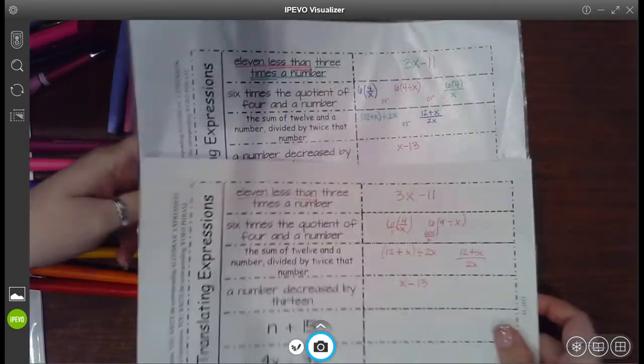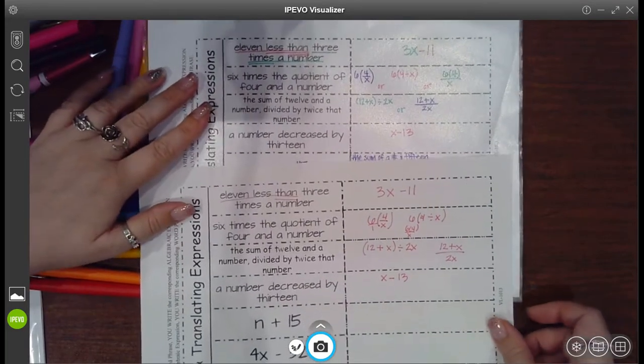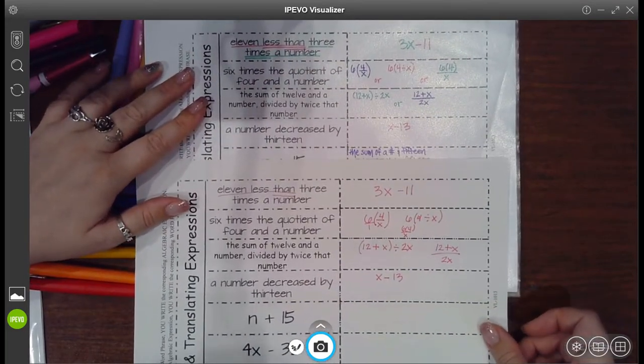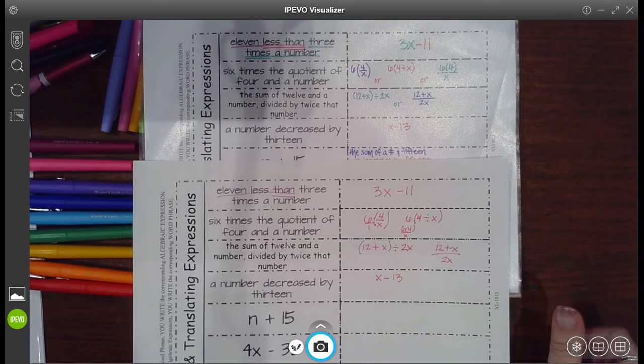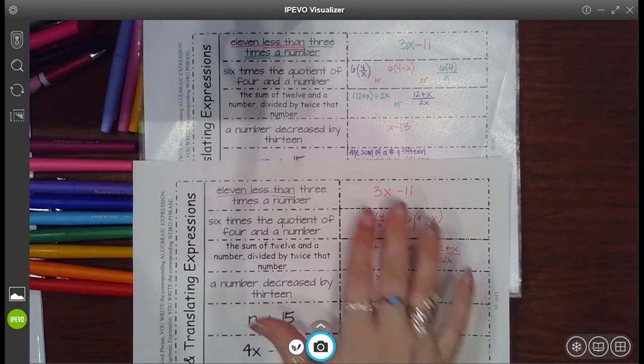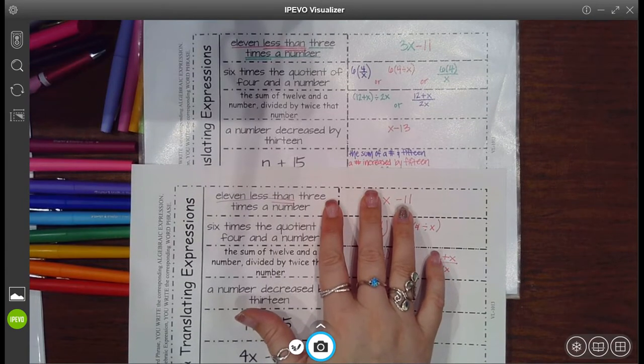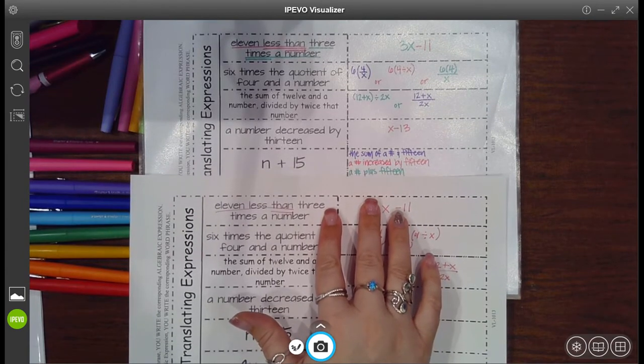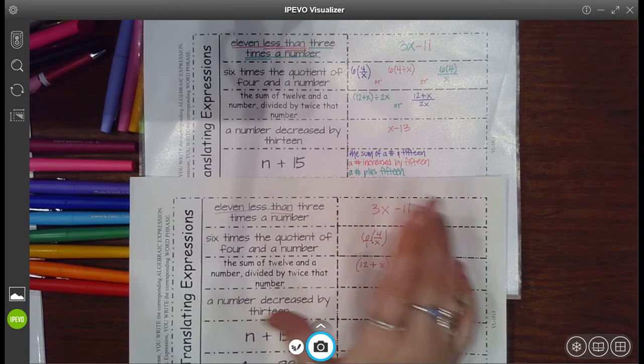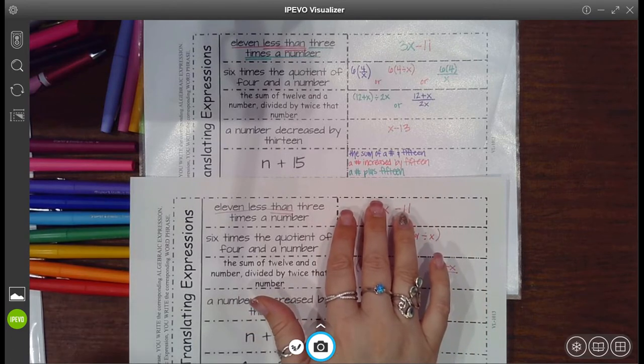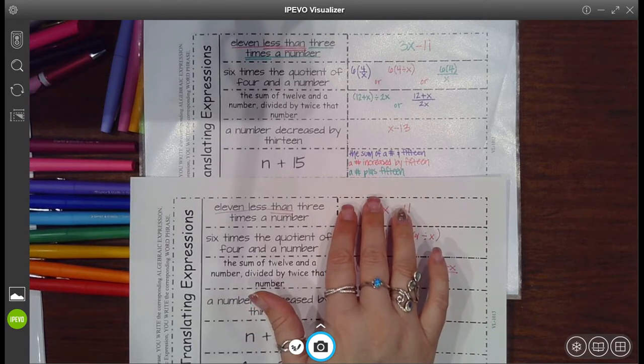For the next one, there's multiple ways that you could have written this. I said the sum of a number and 15. Okay, or you could have said the sum of n and 15. A number increased by 15. A plus 15. Why not simple, right? There's multiple ways we could have written that. We could have said 15 more than a number.